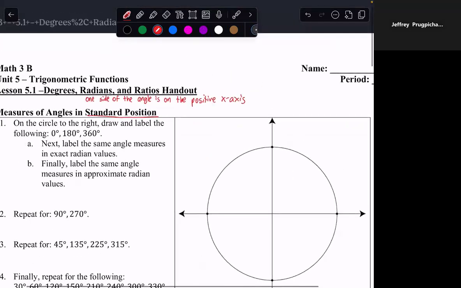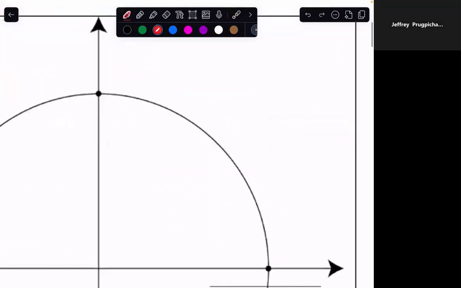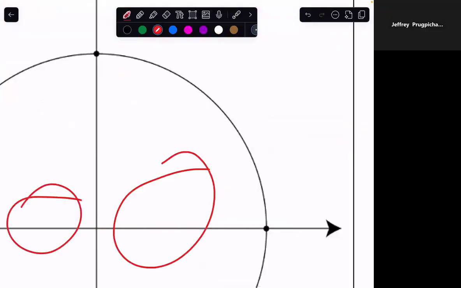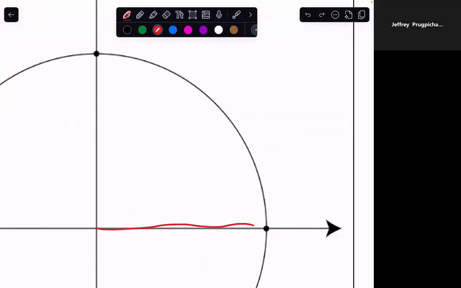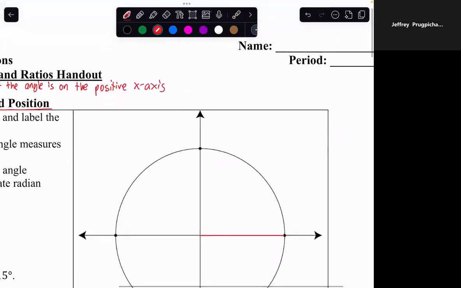Okay, so on this circle, which is on a coordinate plane with axes, first 0 degrees. It's kind of silly to think about a 0 degree angle, but let's just go with it. We have to start on the positive x-axis, right? So one side of the angle, here's the x-axis, this is the negative side, this is the positive side. So the positive x-axis would be over here. And we know that an angle has 2 sides to it, so we already have one of the sides.